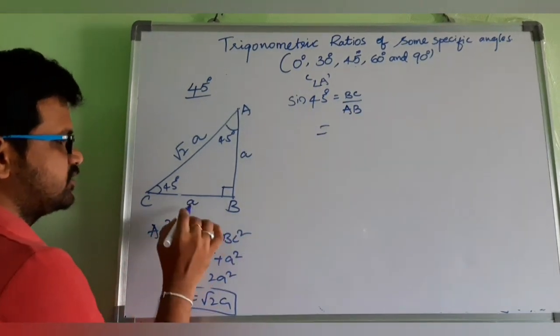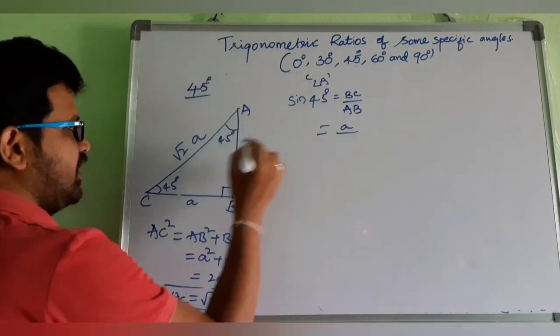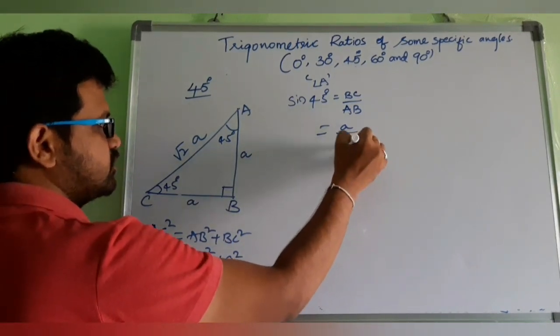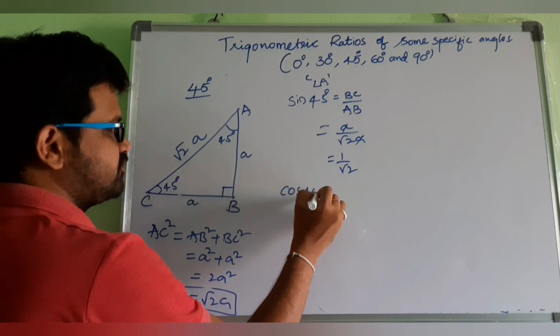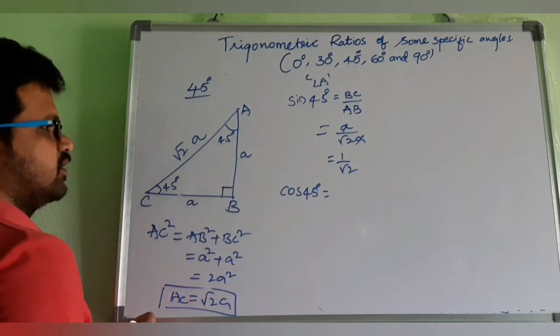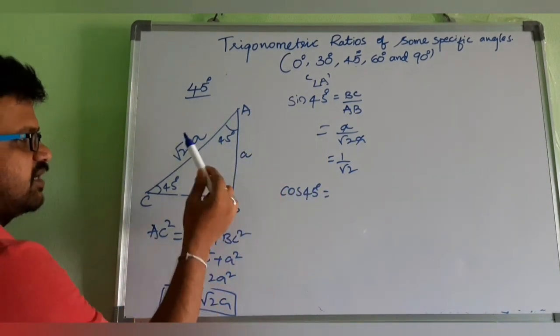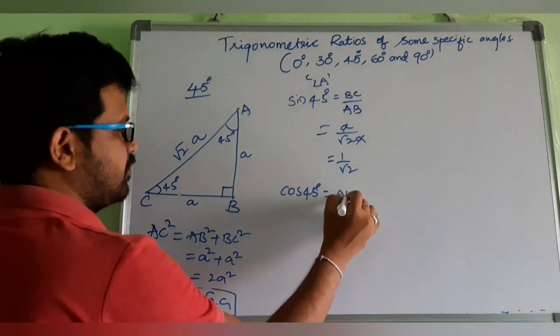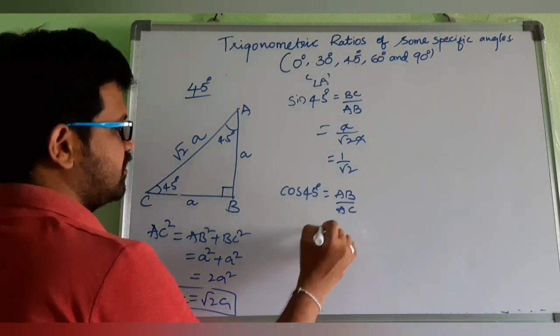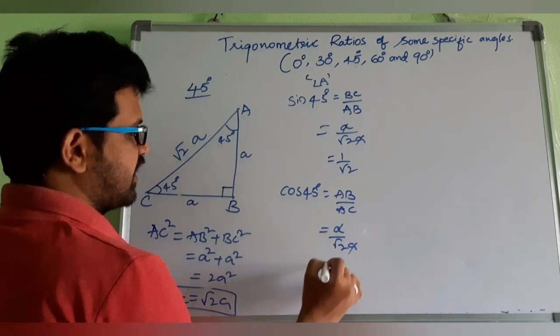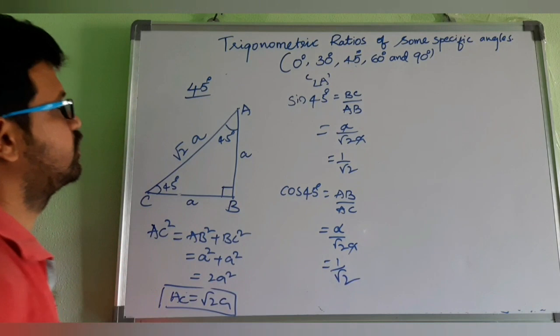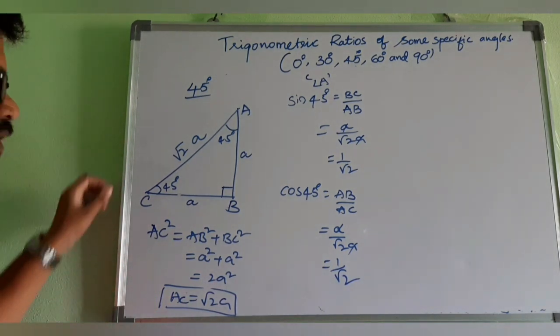So BC is how much? A. And AB is root 2A. So cancel, that is 1 by root 2. Cos 45 degrees. Okay, cos 45 degrees is adjacent side by hypotenuse, AB by AC. That is A by root 2A. A cancel, that is 1 by root 2. 1 by root 2. Right.